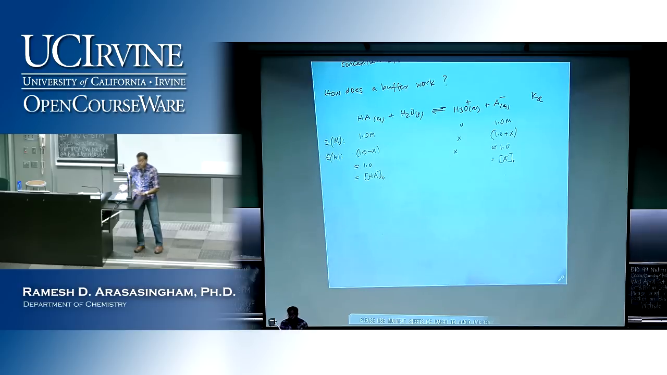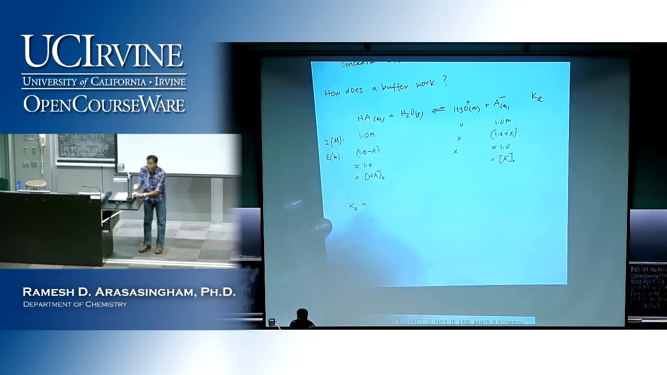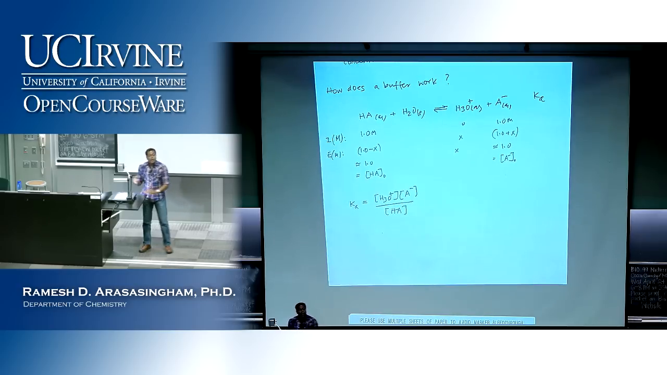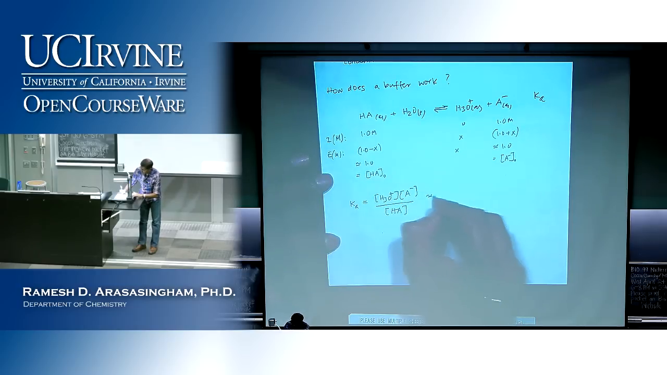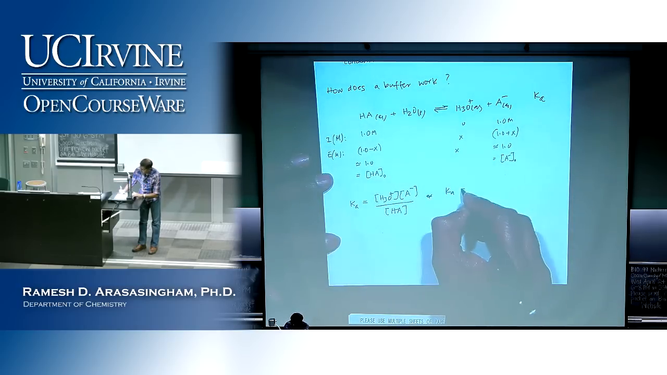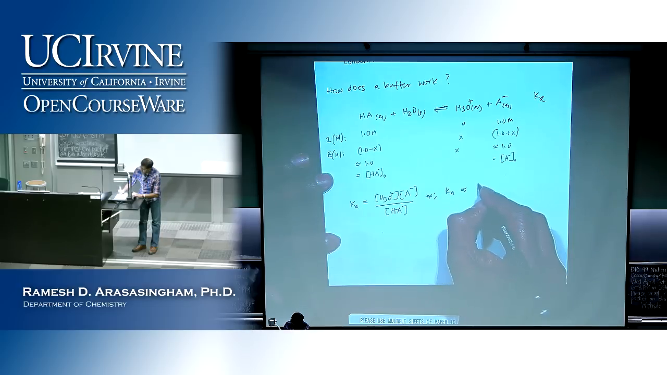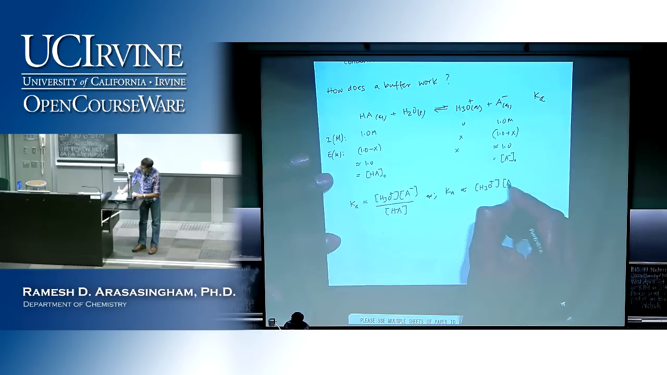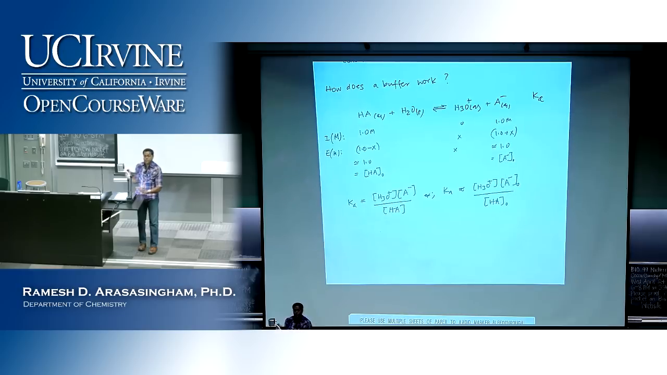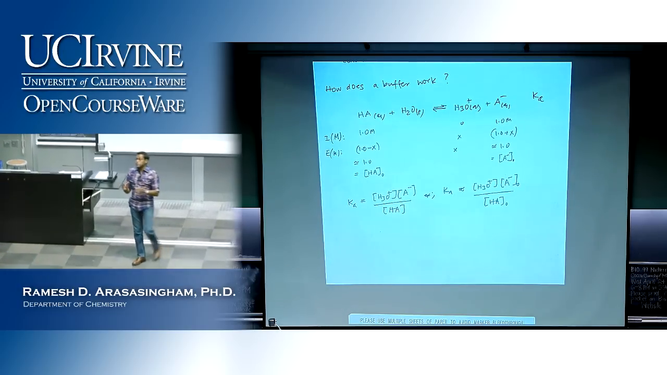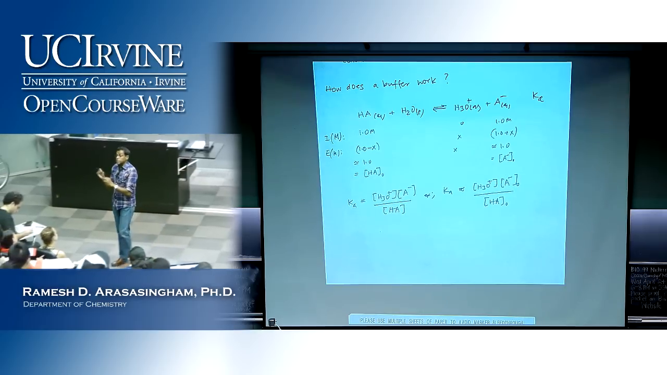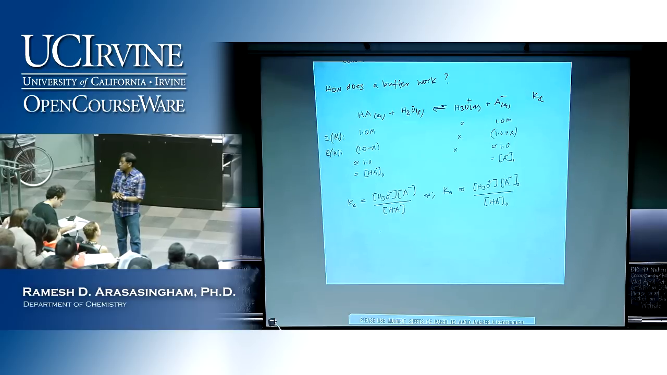All right, so now we're going to write the equilibrium expression, and we know Ka equals the definition, which is the law of mass action, which is [H3O+][A-] over [HA]. And we can say that this approximates to Ka equals [H3O+] times the initial concentration of A- over the initial concentration of HA, because we know that for weak acids, the concentration doesn't change by much, and we can always approximate that and say it's equal to the initial concentration, okay?